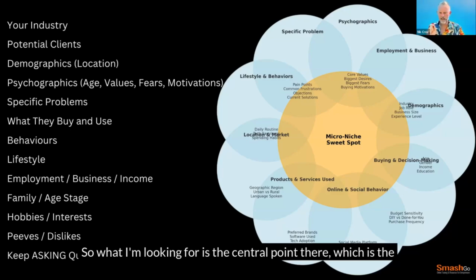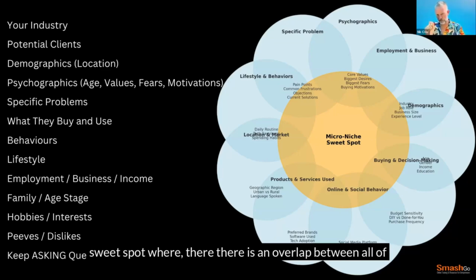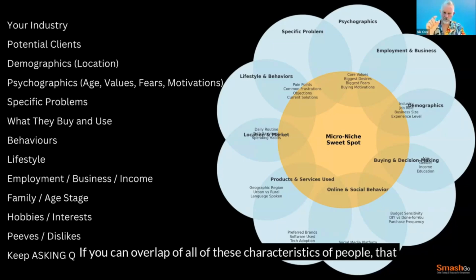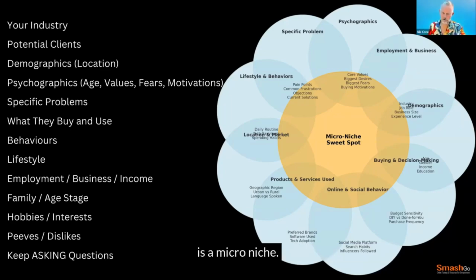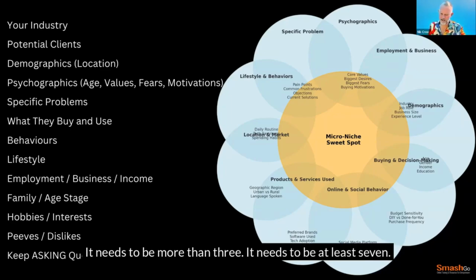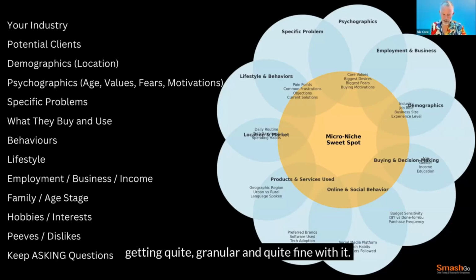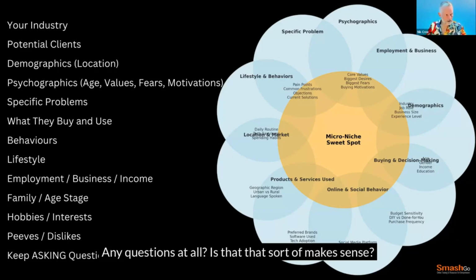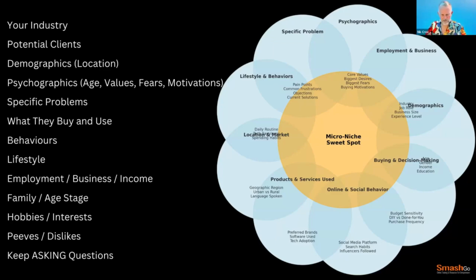So what I'm looking for is the central point there, which is the sweet spot where there is an overlap between all of these circles right in the middle. If you can overlap all of these characteristics of people, that is a micro niche. It needs to be more than 3. It needs to be at least 7. Ideally, if you've got more than that, then you're really getting quite granular and quite fine with it. Any questions at all? Does that make sense? Okay.